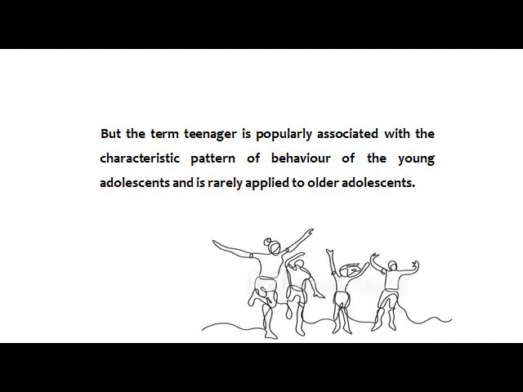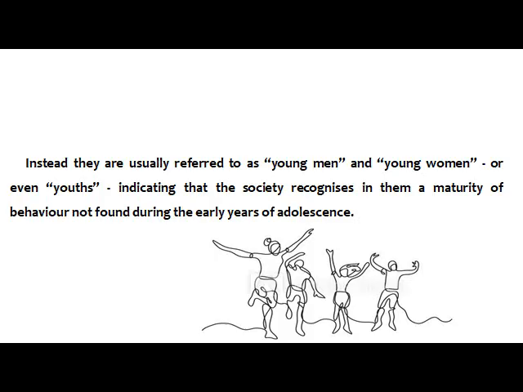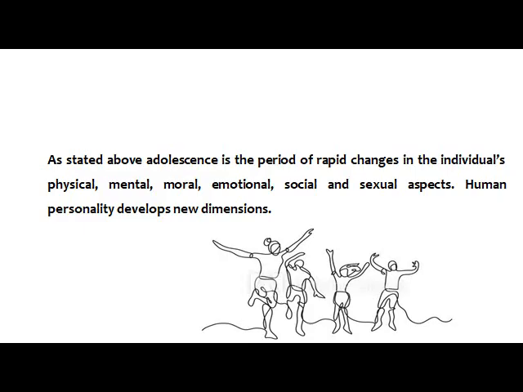But the term teenager is popularly associated with the characteristic pattern of behavior of the young adolescents and is rarely applied to older adolescents. Instead, they are usually referred to as young men and young women, or even youths, indicating that the society recognizes in them a maturity of behavior not found during the early years of adolescence. As stated above, adolescence is the period of rapid changes in the individual's physical, mental, moral, emotional, social and sexual aspects. Human personality develops new dimensions.